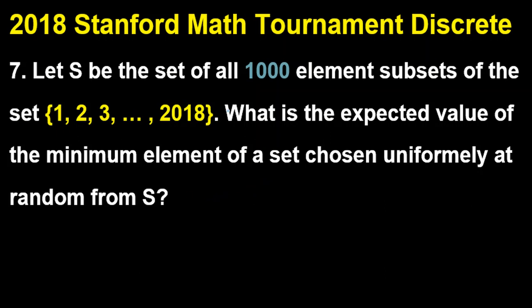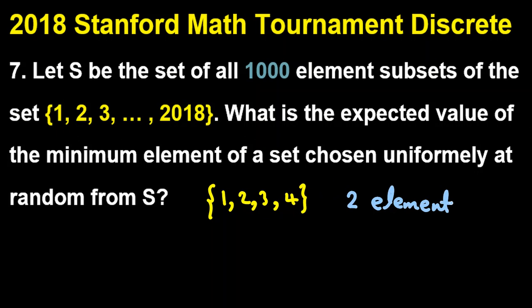I want to explain this problem, for example, for small numbers to understand the problem a little better. Suppose instead of 1 to 2018, we have 1 to 4: 1, 2, 3, 4. And instead of 1000 elements, the set of all 2 element subsets. So let's solve this one. For each of them, we want to consider the minimum element of that set and find the mean of them, or expected value, we say.